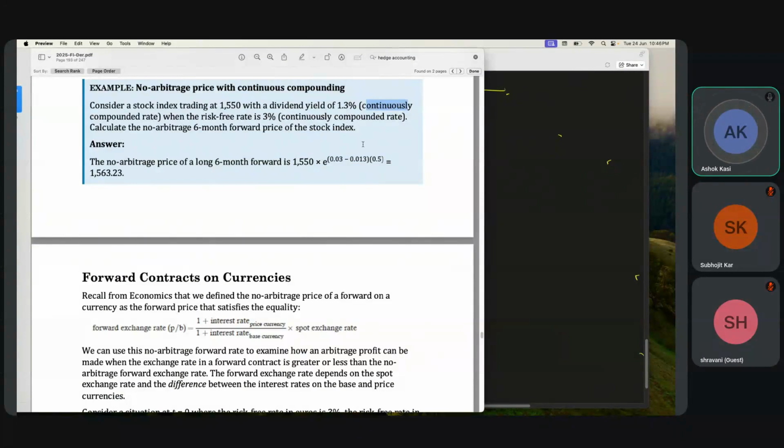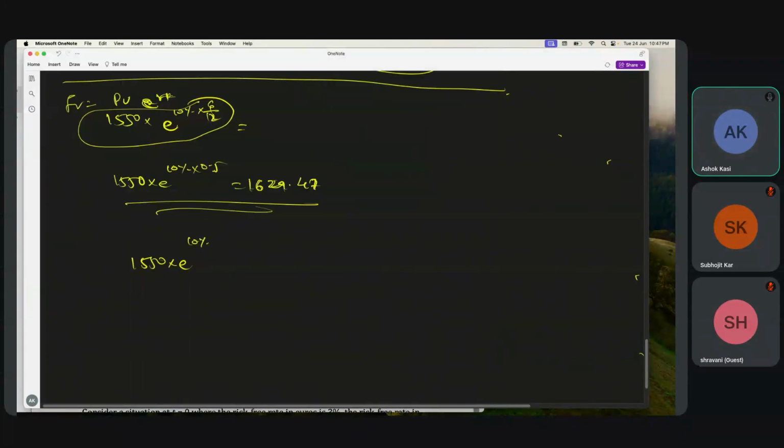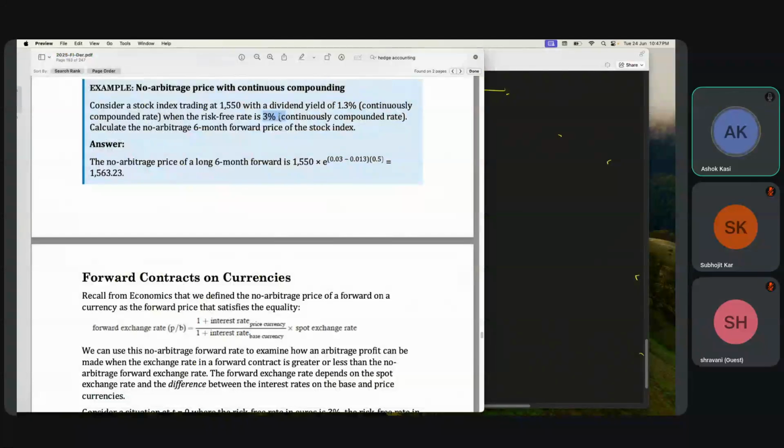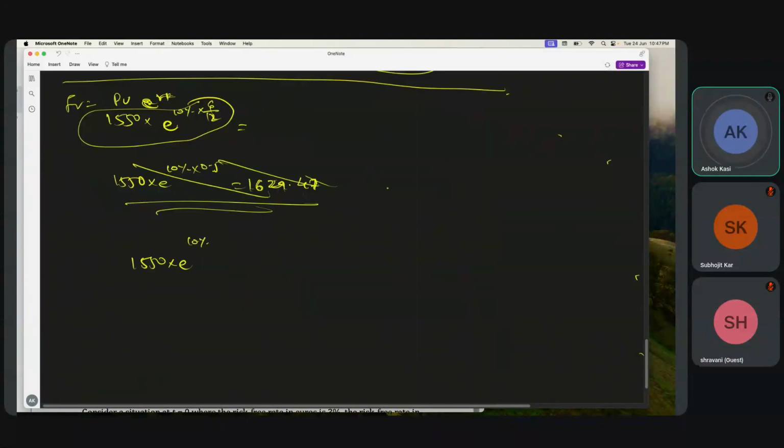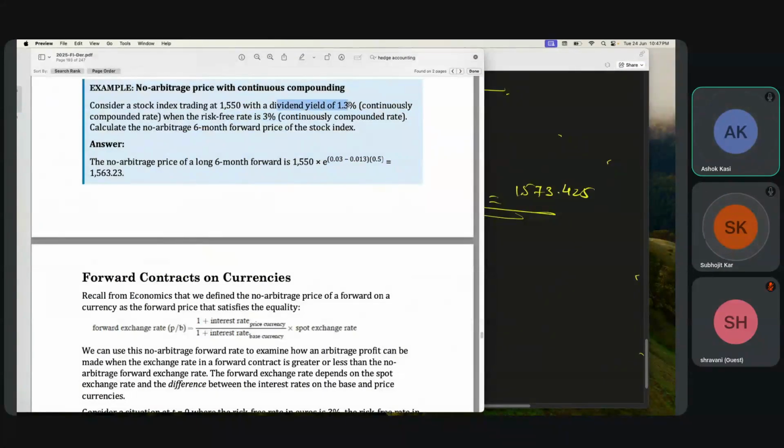Oh, this is not 10. Risk free is 3 percentage. I took 10 percentage here by mistake. You people did not tell me also. This is 3 percentage. 1550 into e raised to 3 percentage into 6 by 12. Just calculate again. So it's 1573.425. Now this should be the forward price if this dividend yield is not there.